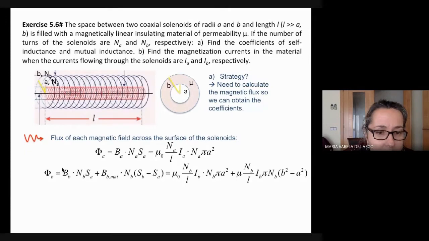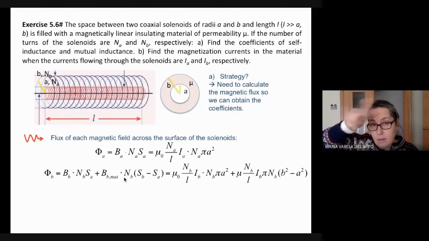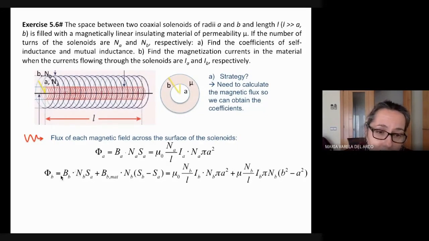So what we have to say here is that the flux across my solenoid B, when there is an intensity IB going on the outside, is going to be the field caused by this intensity, B, times NB, the number of turns, times the surface of A, this is the empty part of it, plus the flux going across the section of the magnetic material, which will be B.